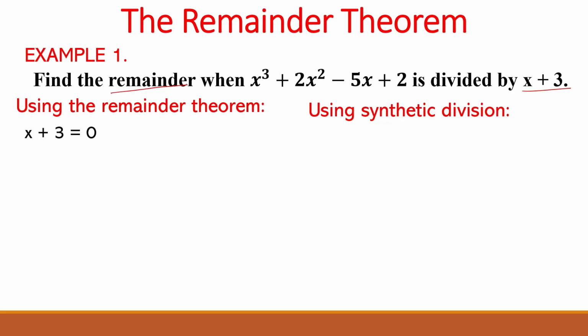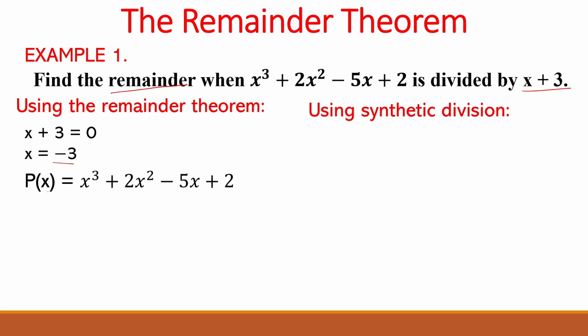So before that, let us find first the value of x in the given divisor. So you have x plus 3 is equal to 0, so our x is equal to negative 3. Parang nag-solve ka lang ng quotient using the synthetic division. Diba ganyan yung process natin to find the value of x? Okay. So, our p of x is equal to x cubed plus 2x squared minus 5x plus 2. So, lahat ng x dito is papalitan natin ng negative 3.